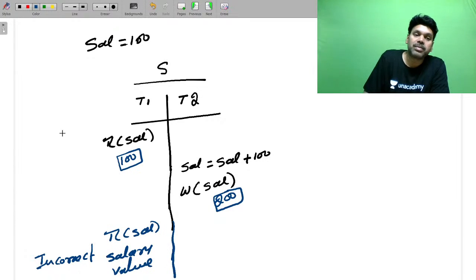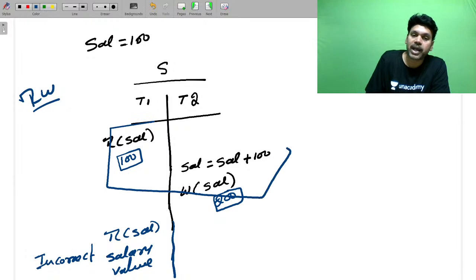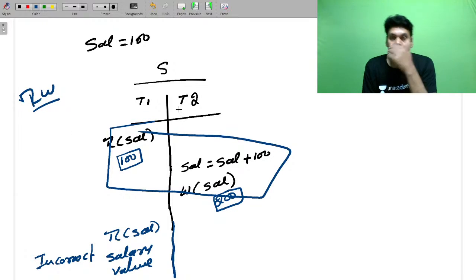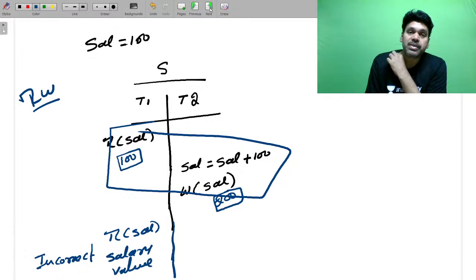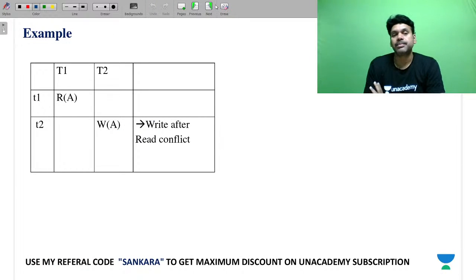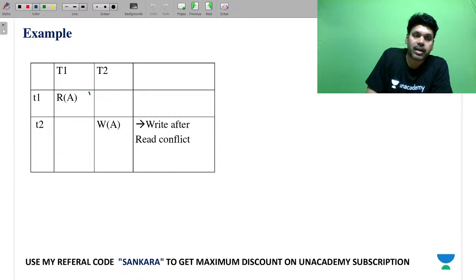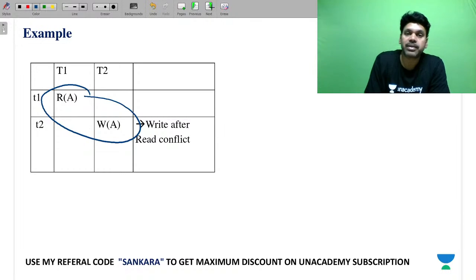So this problem is called as a what? R with write conflict. So the transaction T1 is in the process and T2 is trying to do what? Write action. So this is RW conflict.